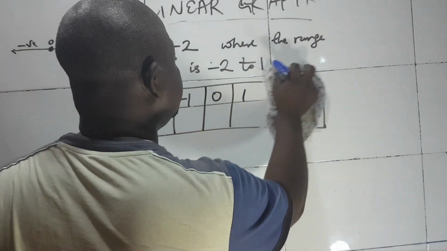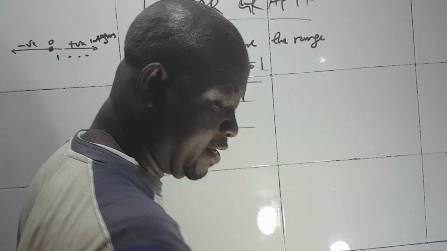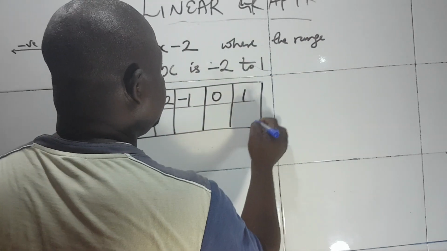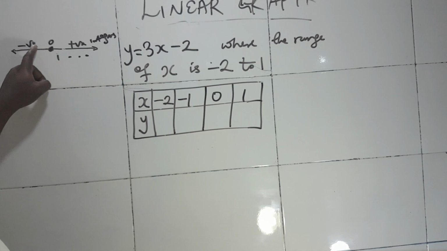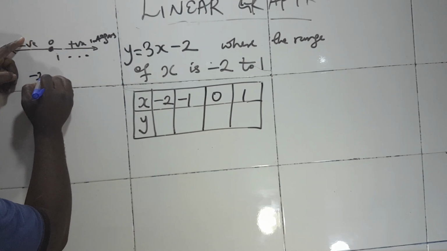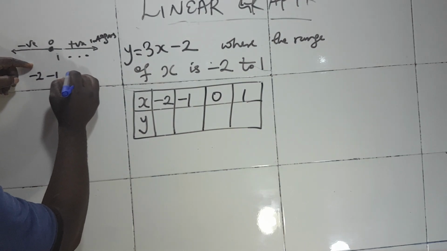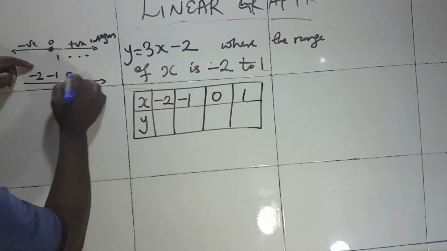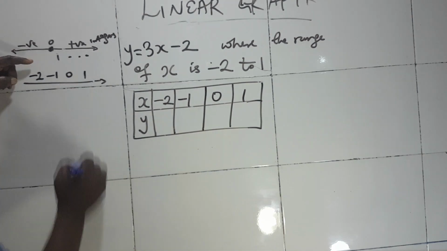0 and 1. Don't forget, I said they use the number line tactics to explain this. So you are moving from negative to positive, from -2 to -1, 0. This is your number line, it's going this way: -2, -1, 0, and 1.